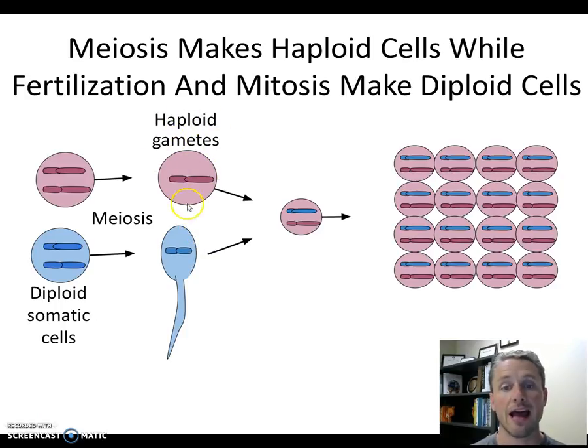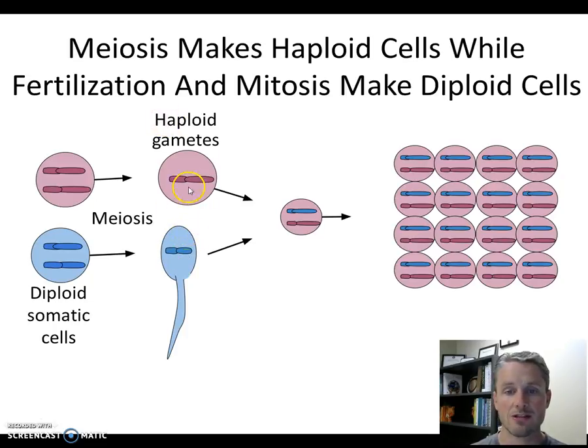In the top, we've got an egg. The bottom, we've got a sperm. The egg has just one of the chromosomes. Again, there's one kind. In the egg, it's haploid. We only have one copy. The same is true in the sperm. There is only one kind of chromosome, and we have one copy. So we have made haploid gametes.